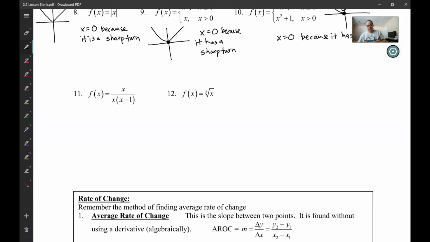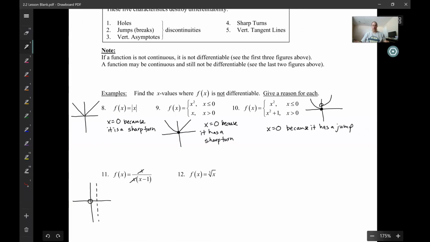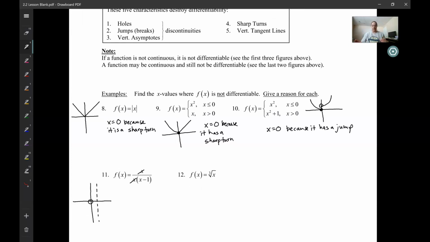Now let's do number 11. If I think about this one, first off, I have an x on top and an x on bottom. That simplifies. So that means right away, I'm going to have a hole at 0. I also know I'm going to have an asymptote at 1. Now, we don't really need to graph it all the way because I've already gone through my list. Any holes? Yes. I have a hole at x equals 0. Any jumps? No jumps. Any vertical asymptotes? Yes. At x equals 1. Any sharp turns? This is going to be a rational function, so it's all going to be smooth curves. And any vertical tangent lines? We shouldn't have any on this one.